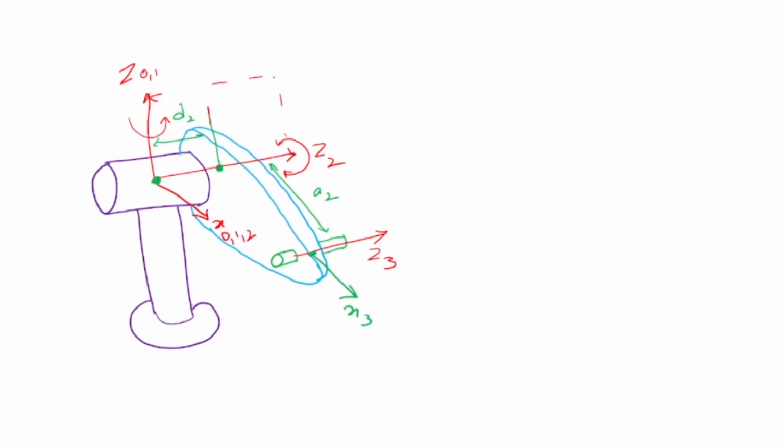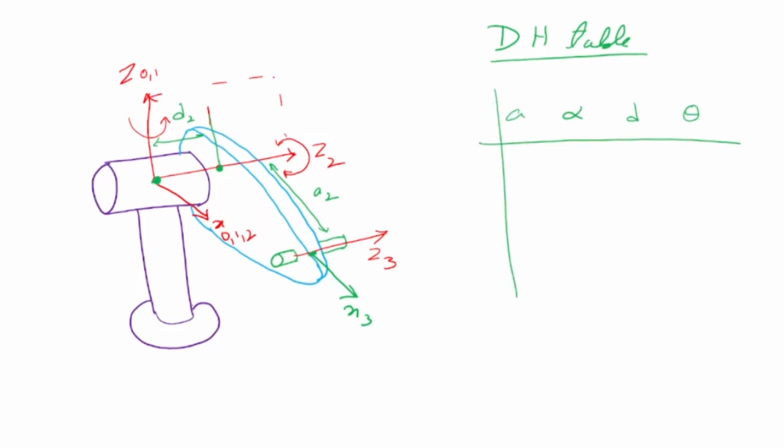Now let me make my DH table. So A, alpha, d and theta. So I have 1, 2, and 3 axes. So A is the distance between the z axes. Alpha is the angle between z. d is the distance between x, and theta is the angle between x. Okay, just to remember how we get these numbers: the distance between 0 and 1, 1 and 2, 2 and 3.